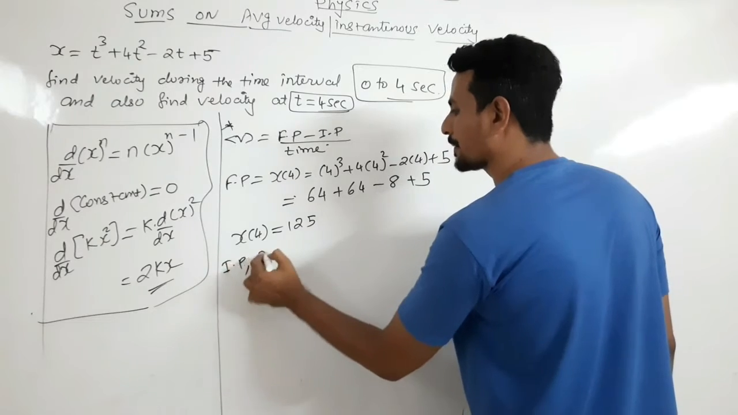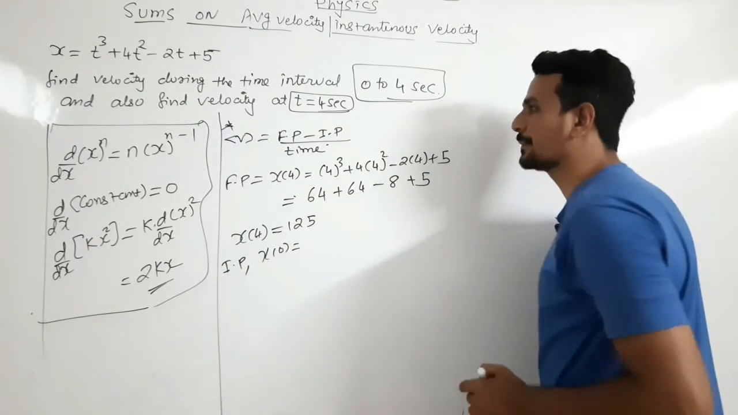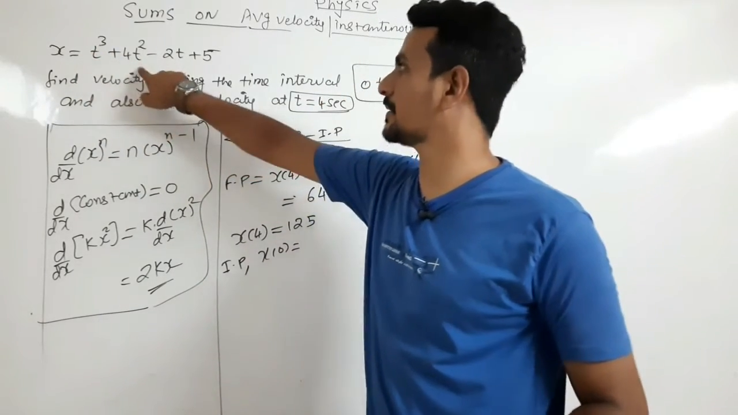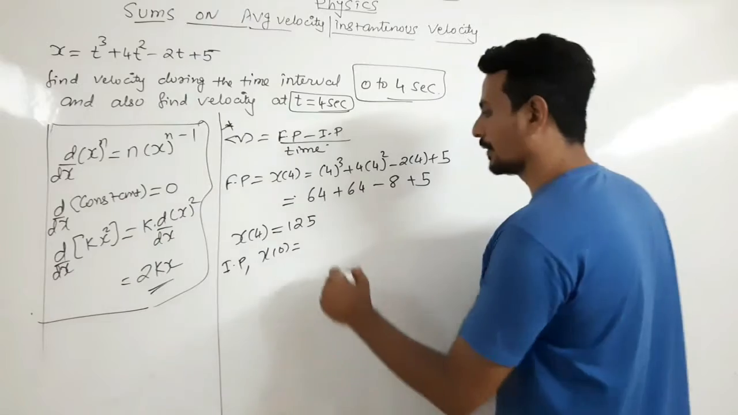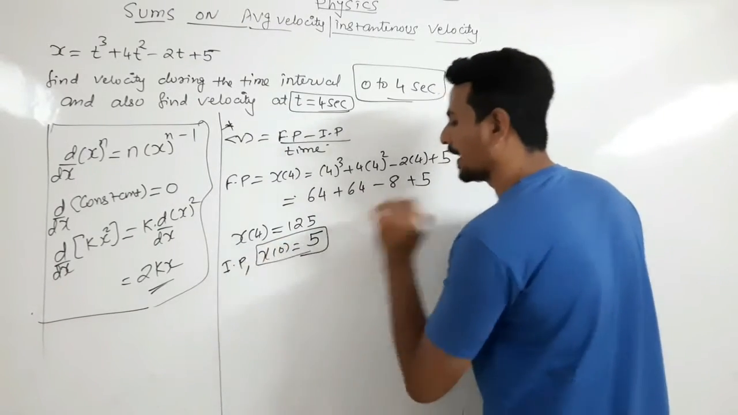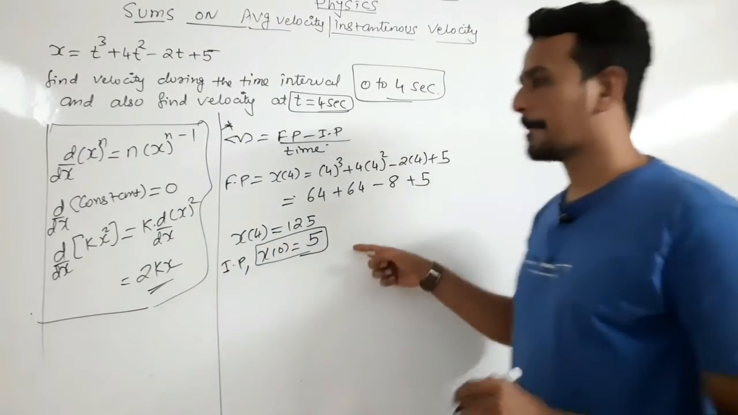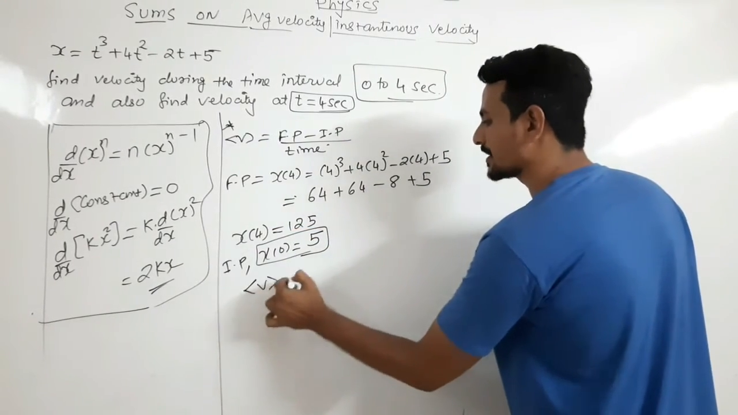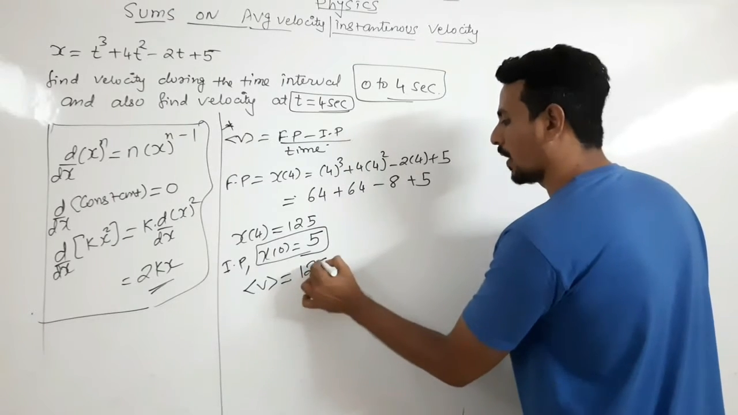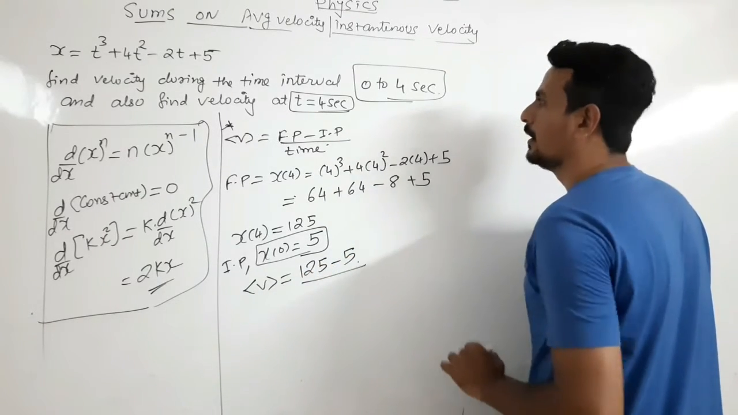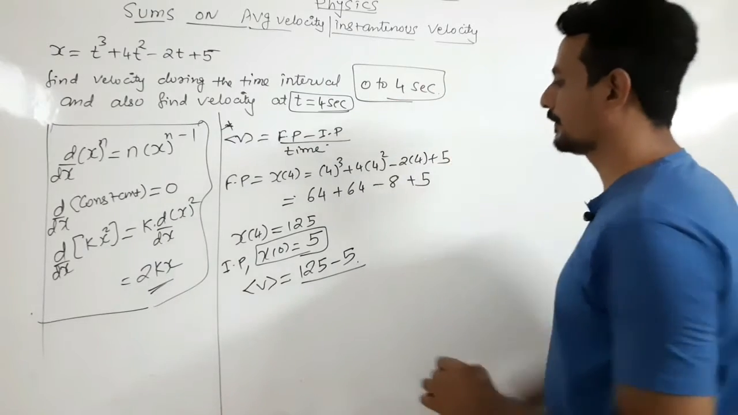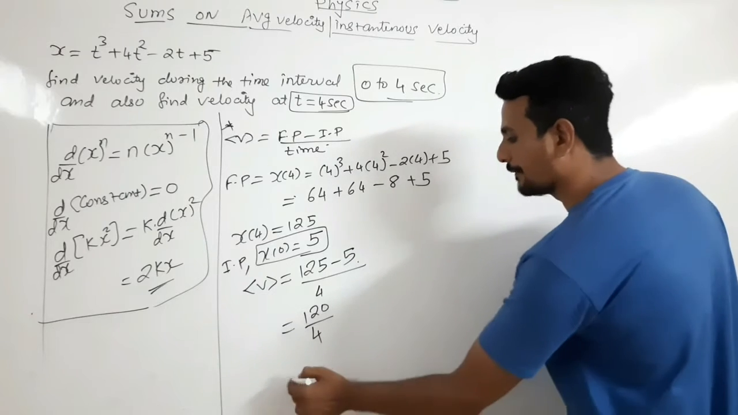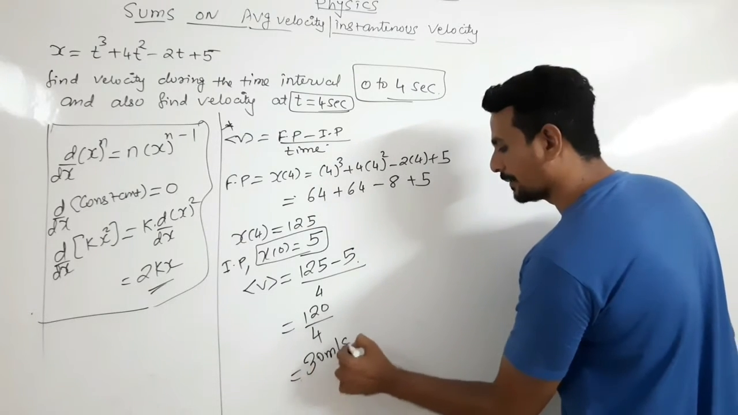The initial position is obtained by substituting t equals 0 in the same equation. If you substitute t equals 0, the first term will be 0, the second term will be 0, the third term will be 0, so the remaining term is 5. So the initial position is 5, the final position is 125. Average velocity is final position minus initial position, so that is 125 minus 5 upon the time interval, which is 4 minus 0, that means 4. So it is 120 divided by 4, and your average velocity comes out to be 30 meter per second.